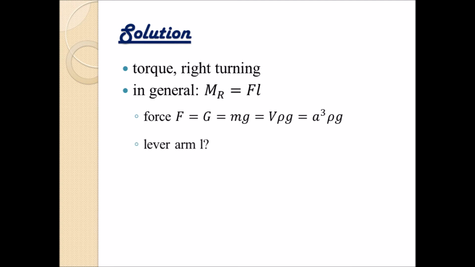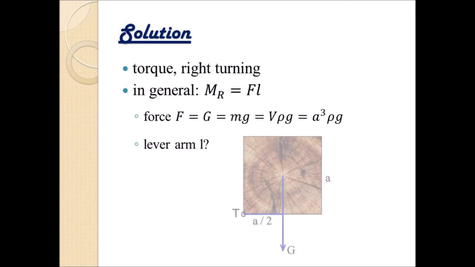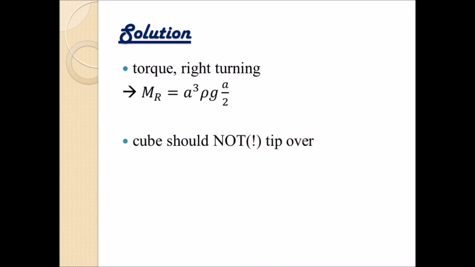Then we need in addition still the lever arm. So what is it? Again, let's make a little sketch. And we can see that when the force is the gravitational force and it just points downwards, starting basically from the middle of our cube, then the lever arm that has to have a 90-degree angle with respect to the force and has to go through the turning point equals a divided by 2. Half of the edge length. And this actually makes the calculation of the right turning torque very simple.